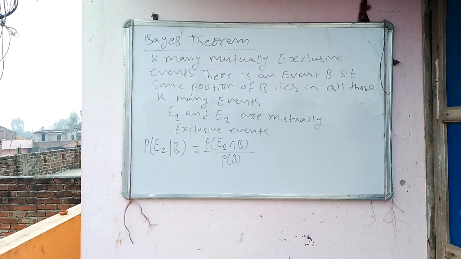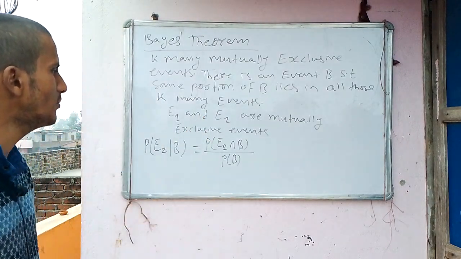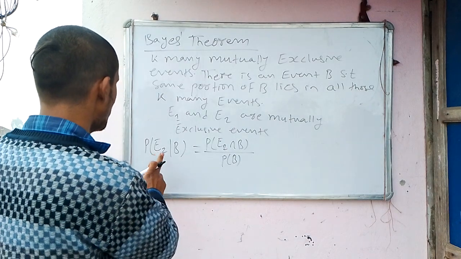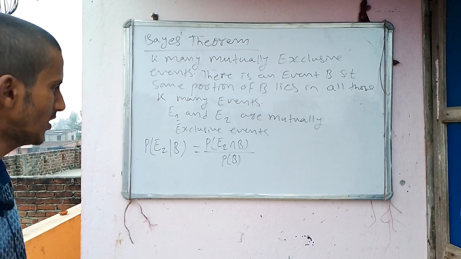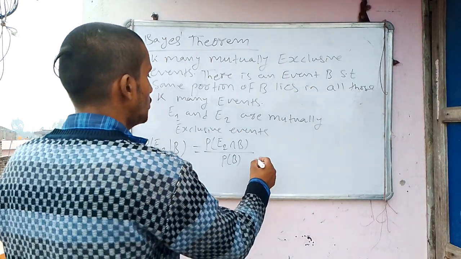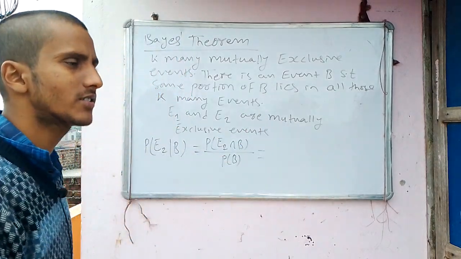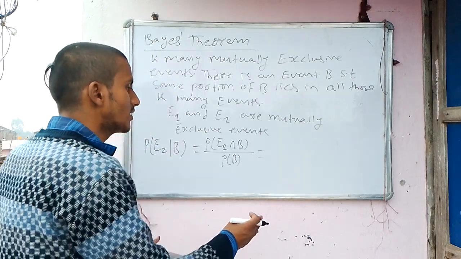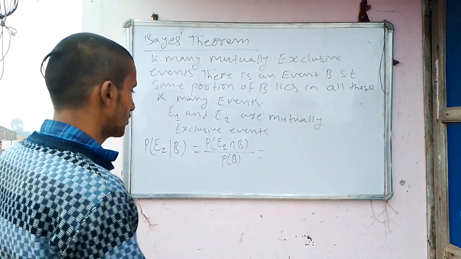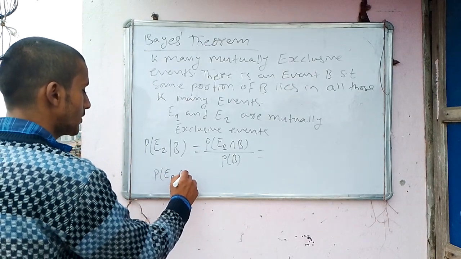Okay, so let's pay attention here. If E1 and E2 are mutually exclusive events, then probability of E2 given B is a simple thing, this. But if you expand it out or go further than this, then it is confusing. It is confusing both on the numerator and also on the denominator. So let's talk about the numerator first. Probability of E2 intersection B.